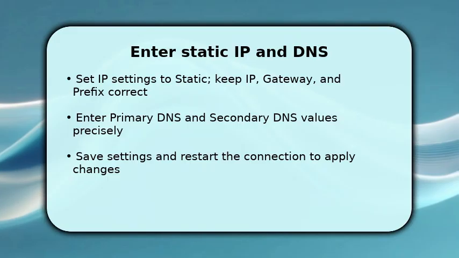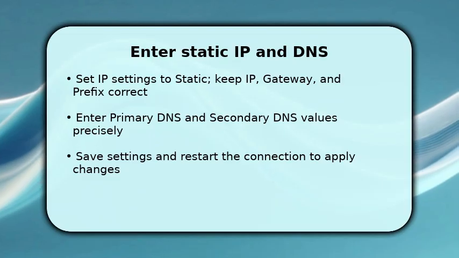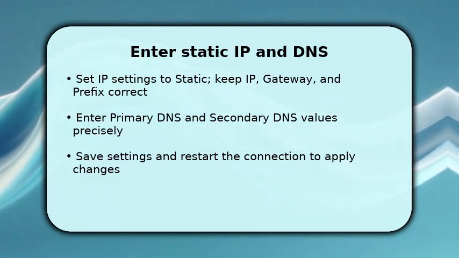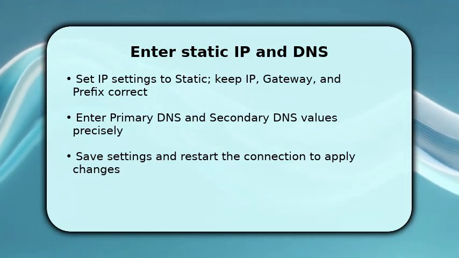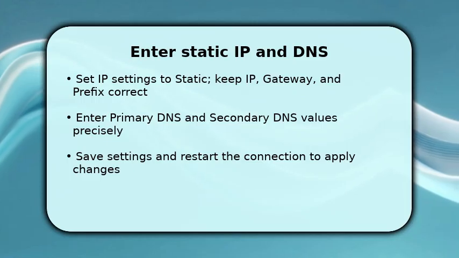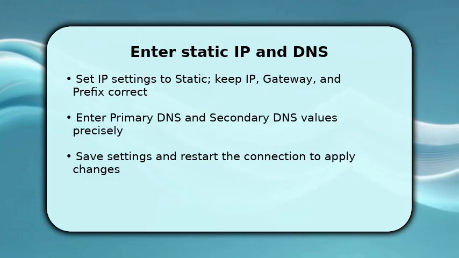You now fill in the static IP fields. Keep your current IP, gateway, and prefix length identical to avoid conflicts. These preserve connectivity. Next, enter the primary DNS and secondary DNS addresses you prepared. Type them exactly to avoid lookup failures. Once entered, save the configuration.